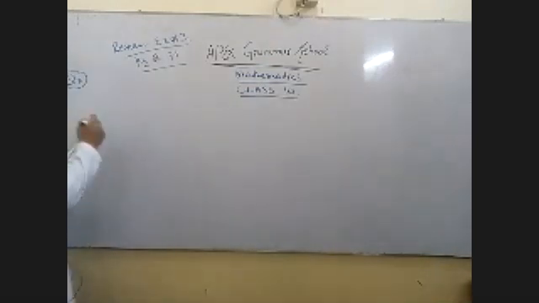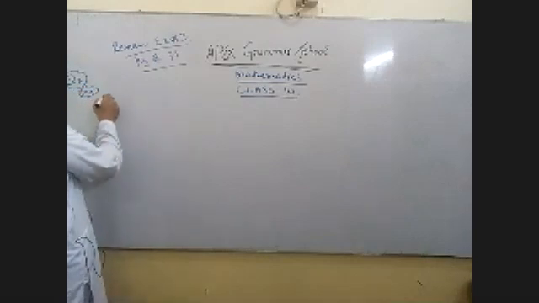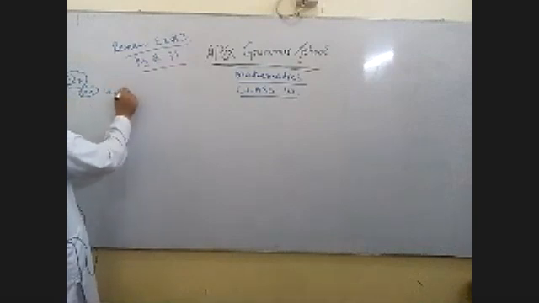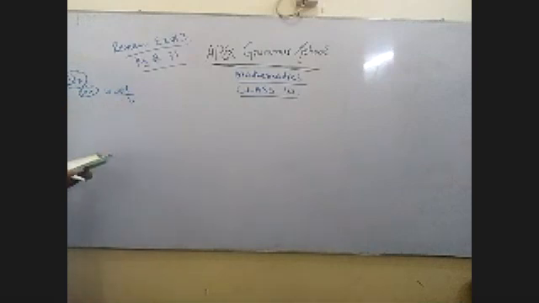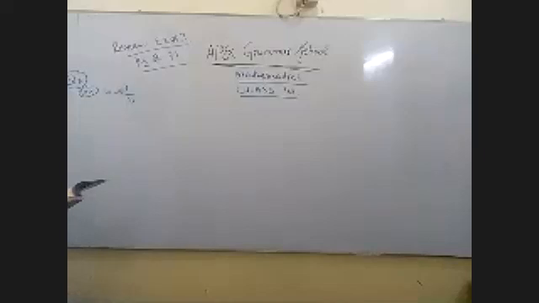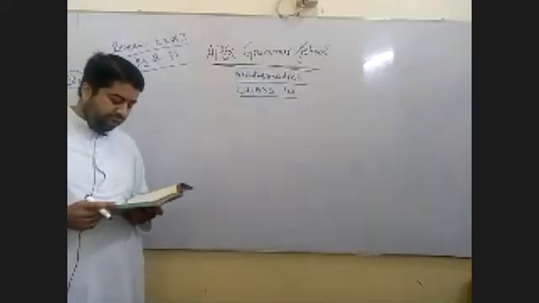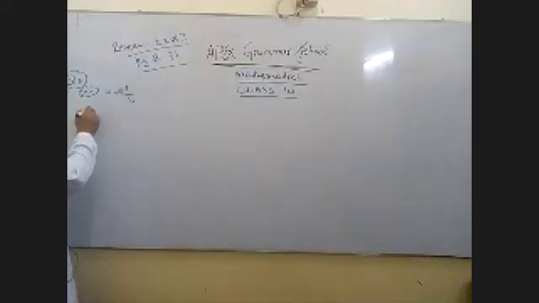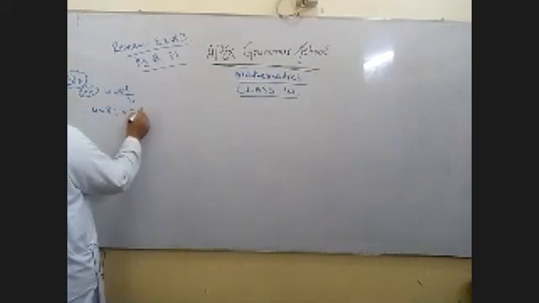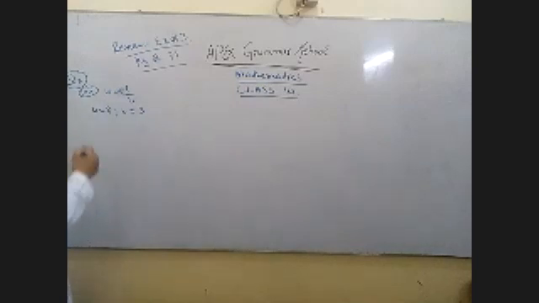Part number 8, that is U and V vary inversely. If U and V vary inversely, meaning to say between U and V there is some inversely proportional relation, and U is equal to 8 when V is equal to 3. Now, to find the value of K from here, you can write it as U is equal to K over V.